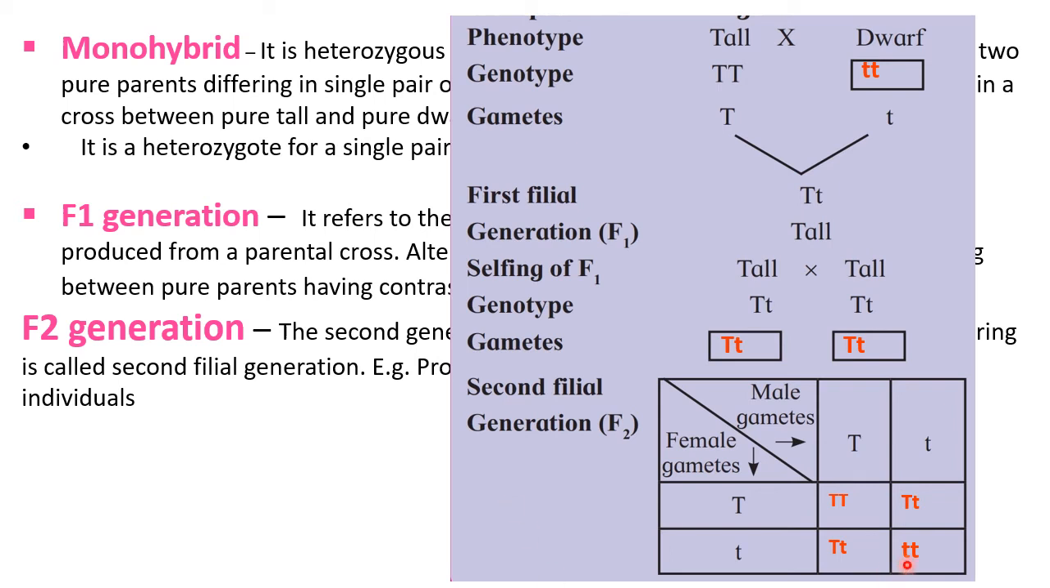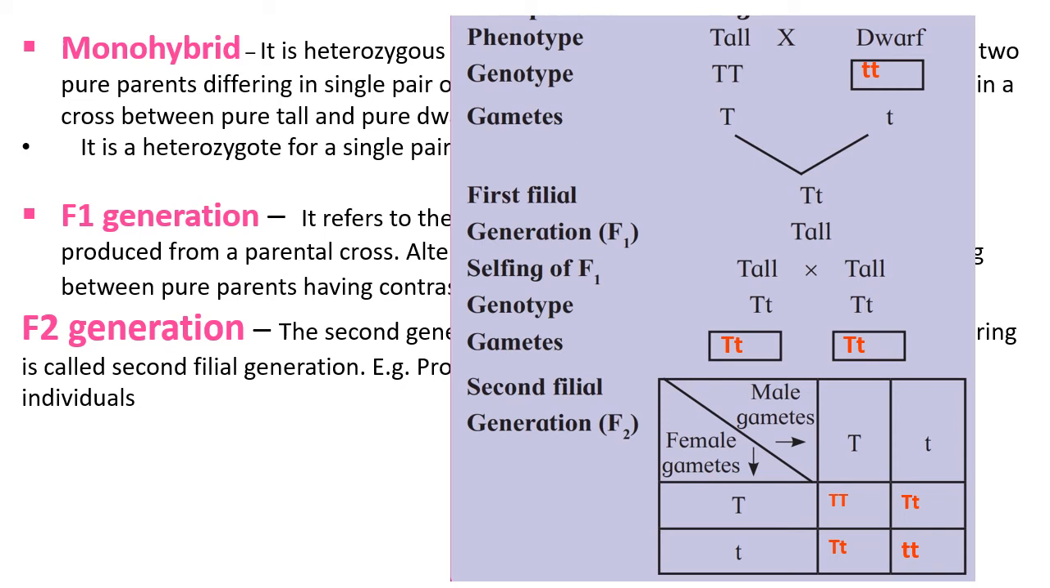So in this F2 generation we see three different combinations. The first one is pure tall, having both identical genes, that is capital T and capital T. Then the second combination is hybrid tall plant, having capital T small t. And the third one, at the last, is a pure dwarf plant having small t small t. So from this we can find or observe the ratio.